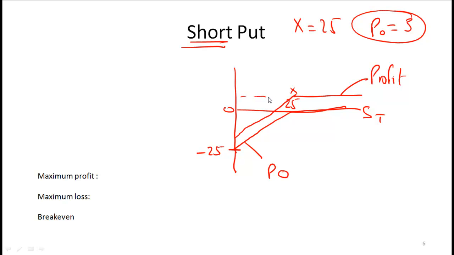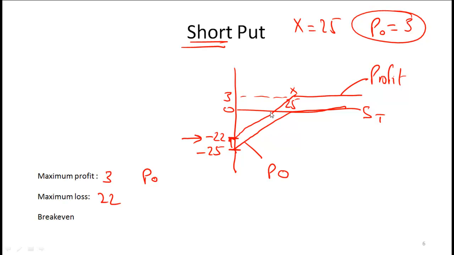What's the maximum possible profit? Notice that the maximum possible profit is simply the premium that you charged. So the maximum possible profit is 3, which is simply P0. What's the maximum possible loss? The maximum possible loss, notice, is 22. When does that happen? If the stock price goes down to 0, then at expiration you need to pay the long party essentially $25. But since you had charged 3 initially, you get that cushion of 3. So your loss actually is 22. So that's this point over here. That's the maximum possible loss.